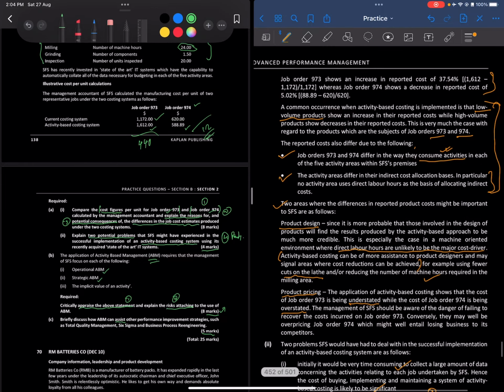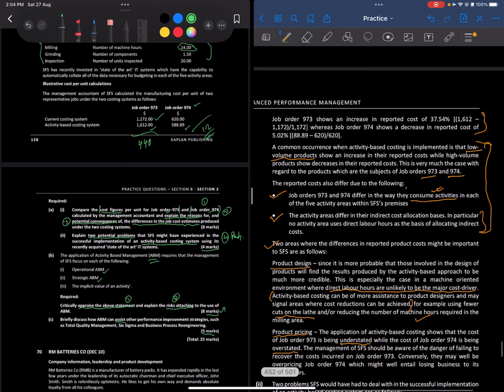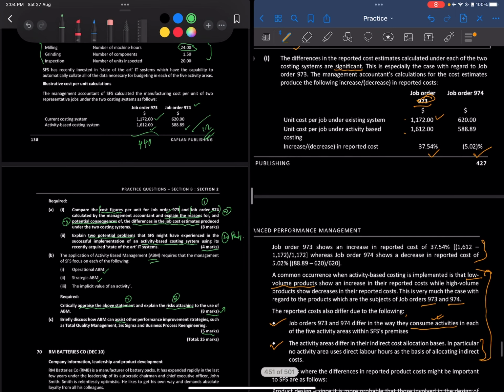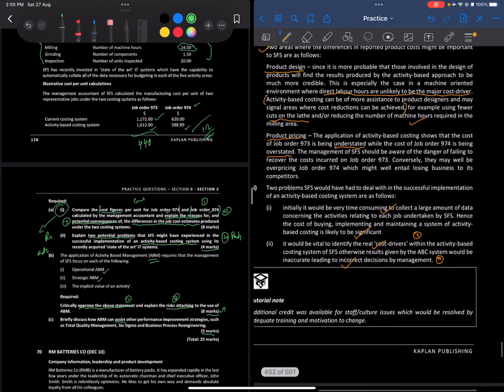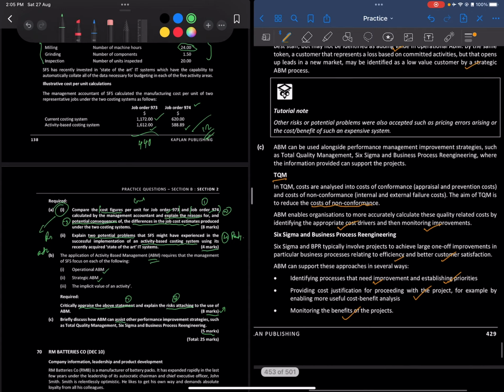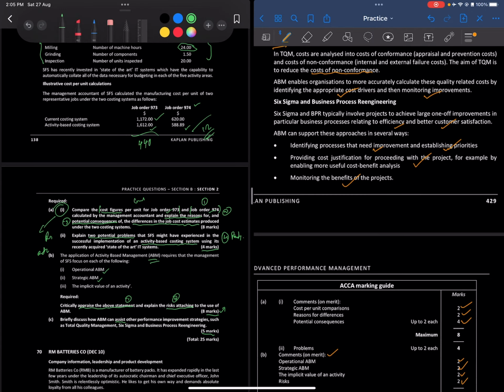So if you look across any marking guide, you'll see that you should follow the marking structure rather than your own assumptions. You break down the requirement. First is comparison, second is reasons, third is potential consequences. It's hard to break it down, but the marks are divided in that order itself. As you can see in the marking guide, which will be available later on. And the potential consequences is 4 marks, you see.